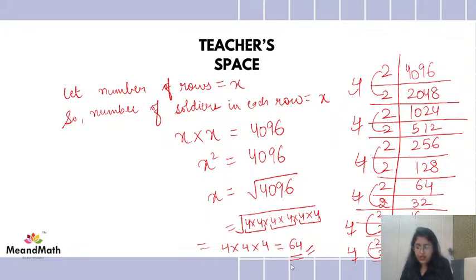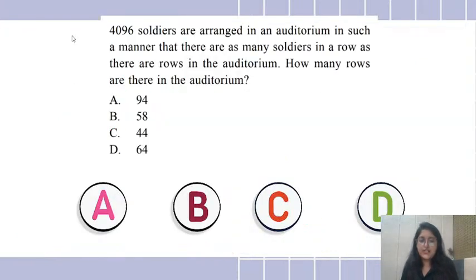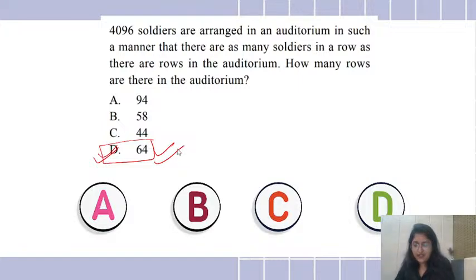64. Very good, Vaishnavi. Very good, Dhanushika. 64. So we got the correct answer as 64, which is our option number D. Very good, students. Perfect. All right.